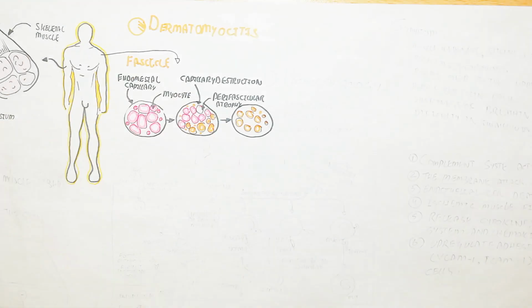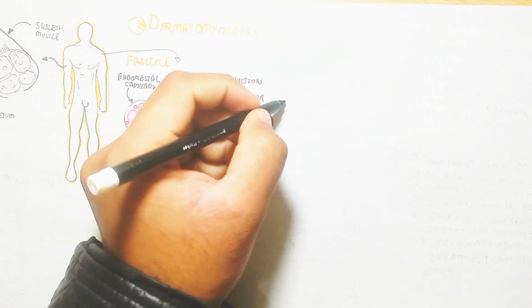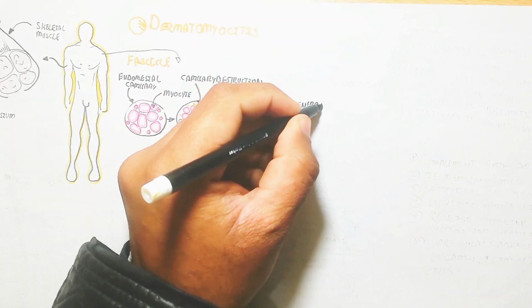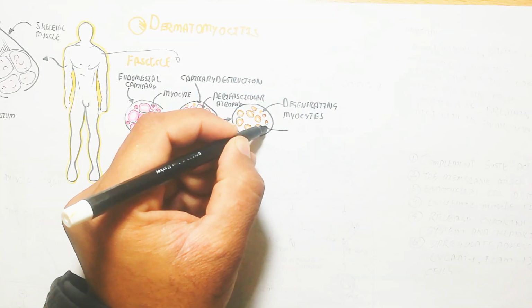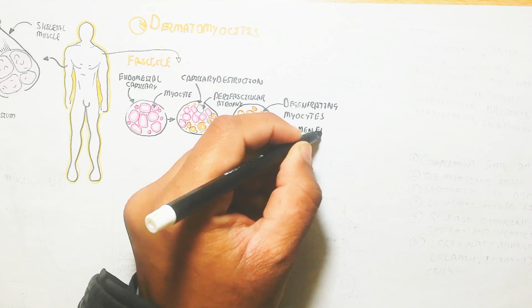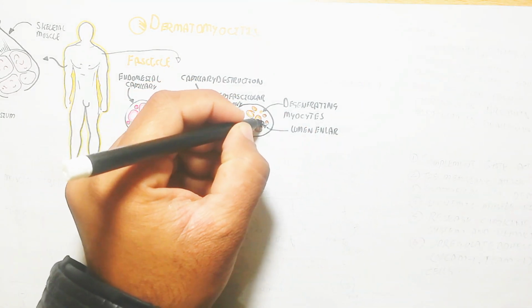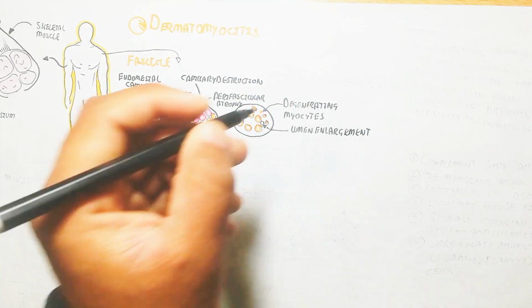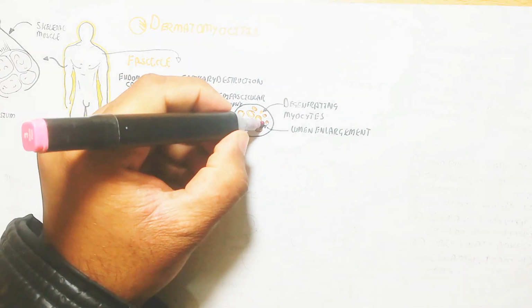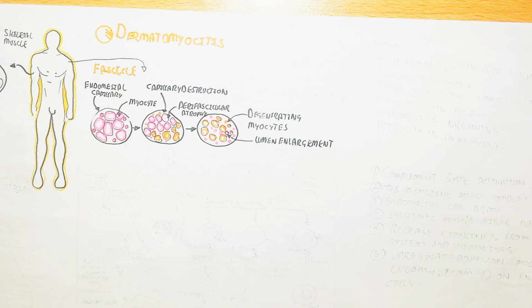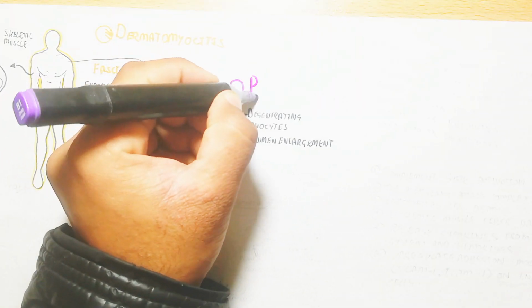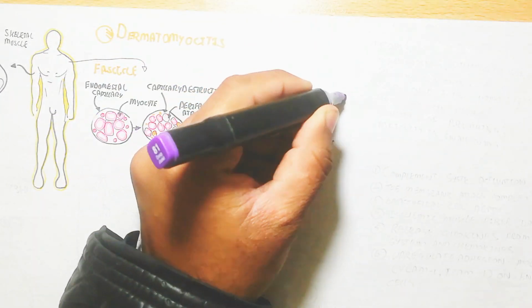Then there are degenerating myocytes and lumen enlargement of the blood vessel. In this, the blood vessel will be damaged. We will understand the whole process in this video. Let's understand the pathophysiology, how the disease can progress. Remember, the disease is an autoimmune disorder due to the activation and misleading of the immune cell.